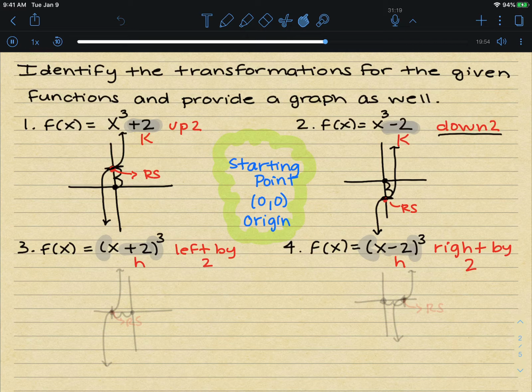Okay. Now we go to number 3. Starting point is 0, 0. I'm going to go to the left by 2. So I'm going to go 1, 2. That's my new point. Now that point becomes my rotational symmetry. Okay, so I'm going to go downwards, up, connect it there, rotate, and make it change directions. And that's what I got. Have the next one. I'm going to go to the right by 2, starting at the origin, 1, 2. That's my new rotational symmetry.